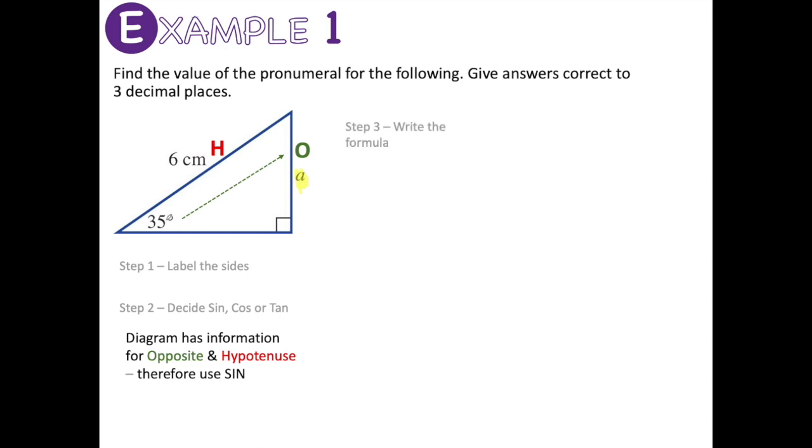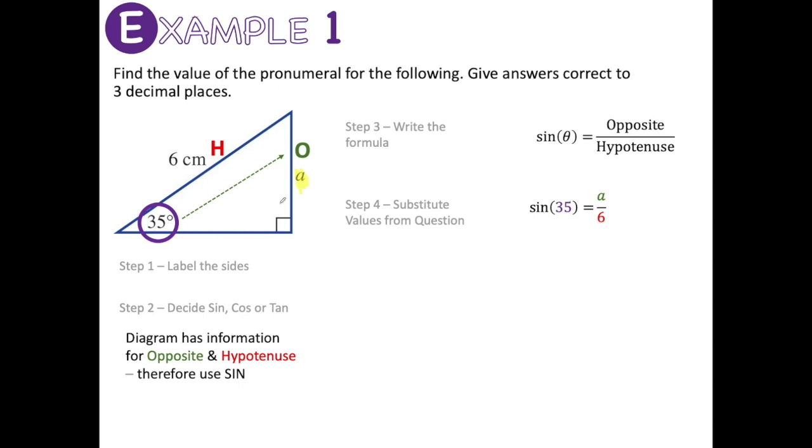So step 3, write the formula. So sine of an angle equals opposite over hypotenuse. Step 4, substitute in the values from the question. So sine of 35 degrees is going to equal a over 6. So I'm substituting in my a for my opposite side and 6 for my hypotenuse side.